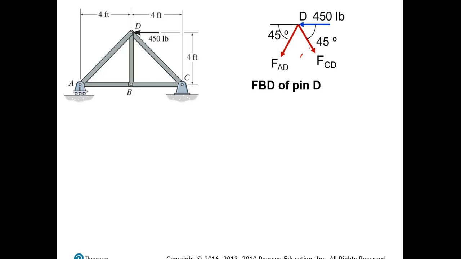So now what we have to do at point D is very simple. All we have to do is to apply the equations of equilibrium. So sum of forces in the x direction, always put your sign convention, will be equal to minus 450, which is this guy right here, and then we have plus F_CD multiplied by the cosine of 45.